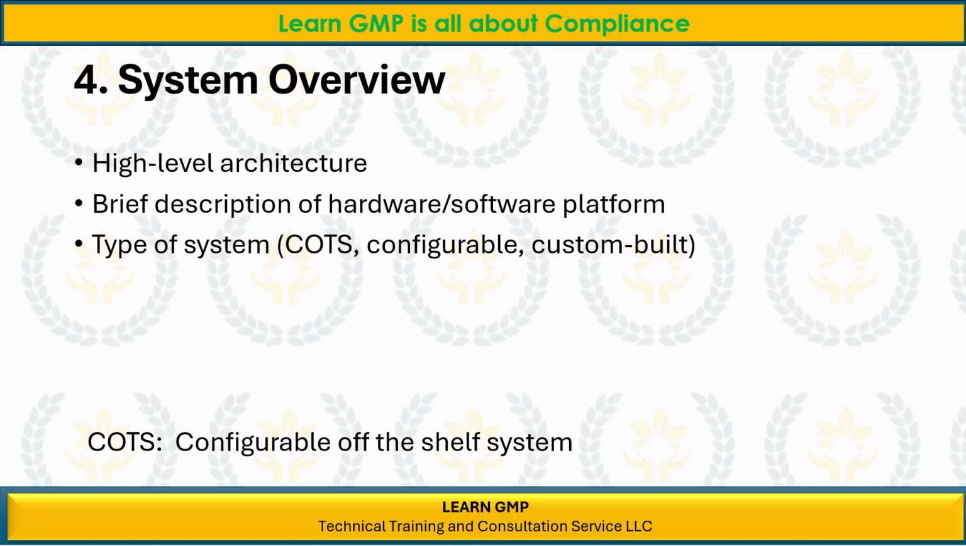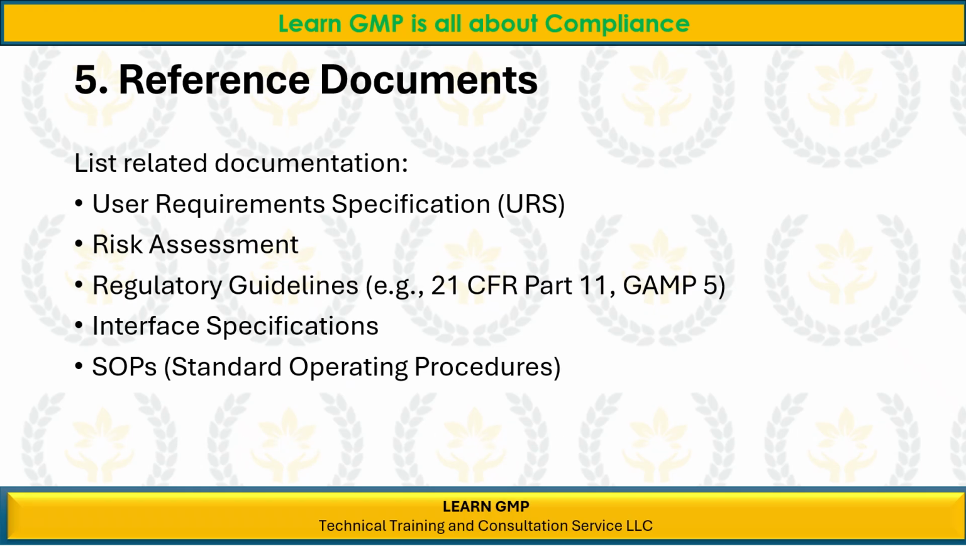System overview. High-level architecture. Brief description of hardware/software platform. Type of system, like COTS, configurable, custom-built. Reference documents. List related documentation. User Requirements Specification, URS. Risk assessment. Regulatory guidelines, for example, 21 CFR Part 11, GAMP 5. Interface specifications. SOPs, standard operating procedures.